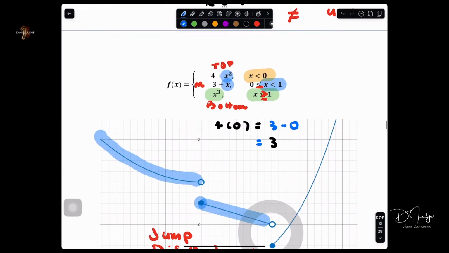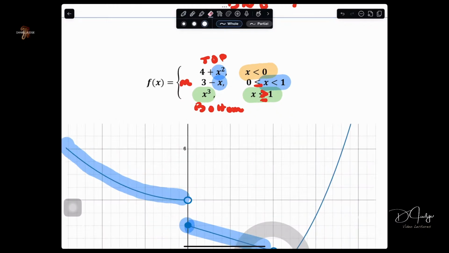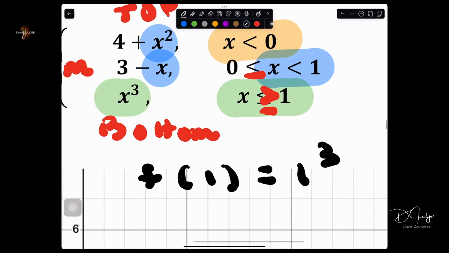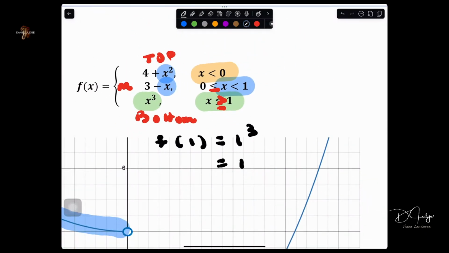But let's take a look at how to read this one again. What's the value of the function at 1? Well, the value of the function now, when x is 1, is 1 cubed, because we use this bottom portion for x being greater than or equal to 1. And that's going to be the value 1.